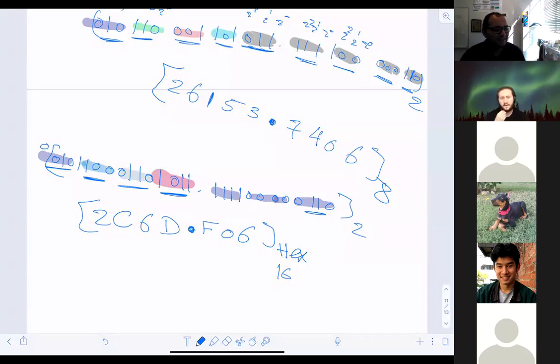Would the 1011 be D or would it be B? Because isn't that 11? Actually not correct. It's not D. You are right. It's basically B.